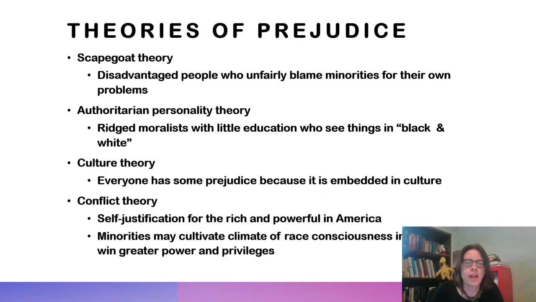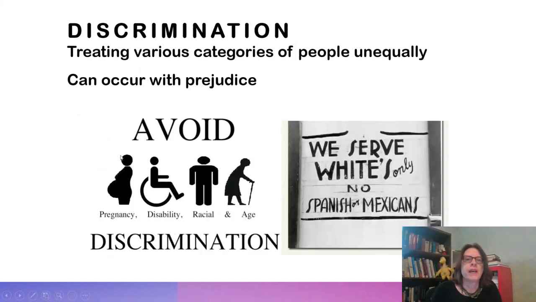And then conflict theory, again, divide and conquer, right? So self-justification for the rich and powerful, which we're going to look at in a minute. And then the climate of race consciousness, kind of like class consciousness, as Karl Marx was saying. Now, we are the 99. This is a group that needs to fight for very specific things for this group, a racial consciousness, in order to win power and privileges.